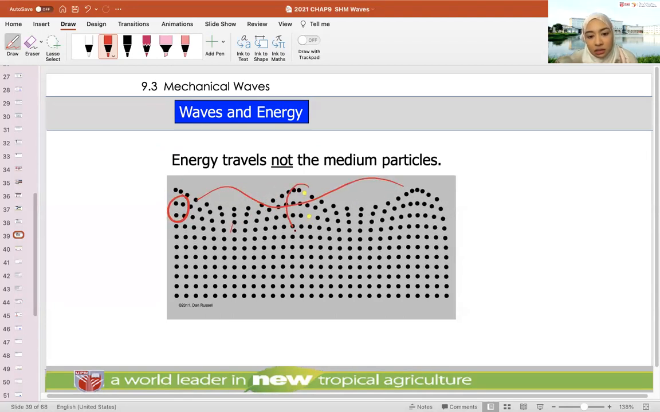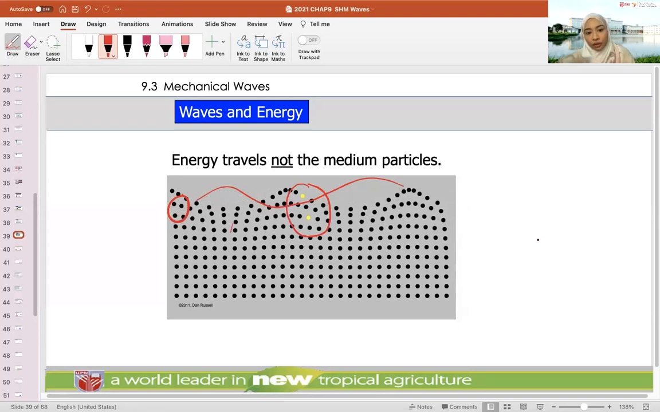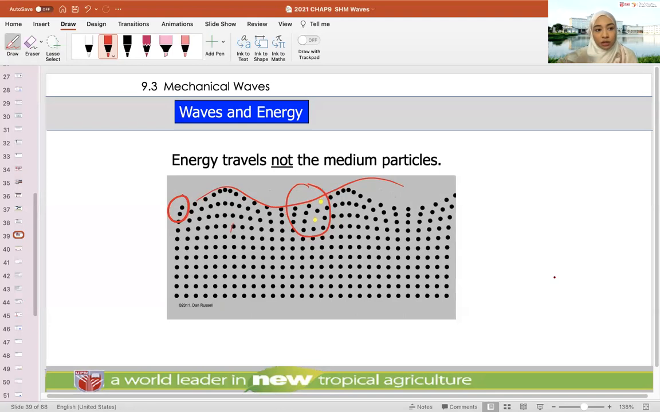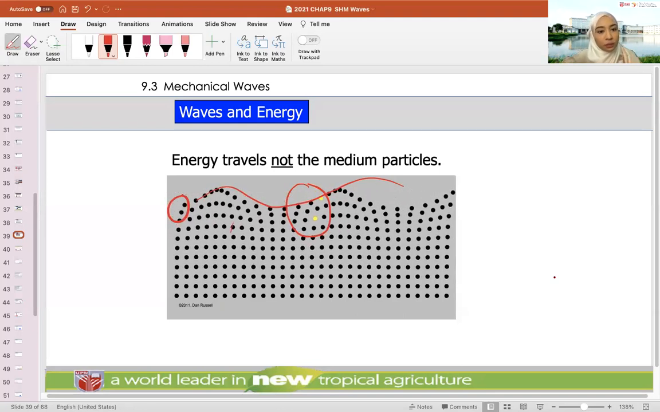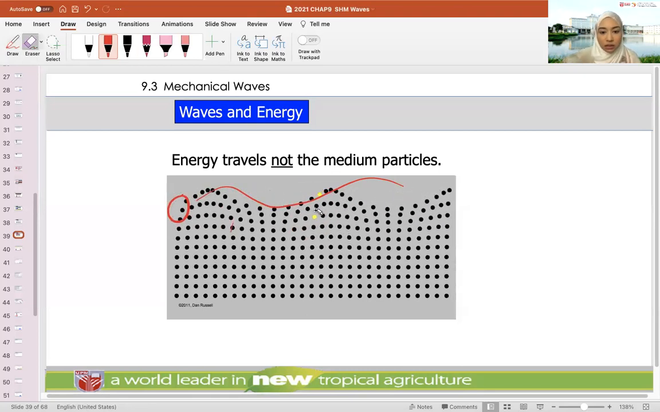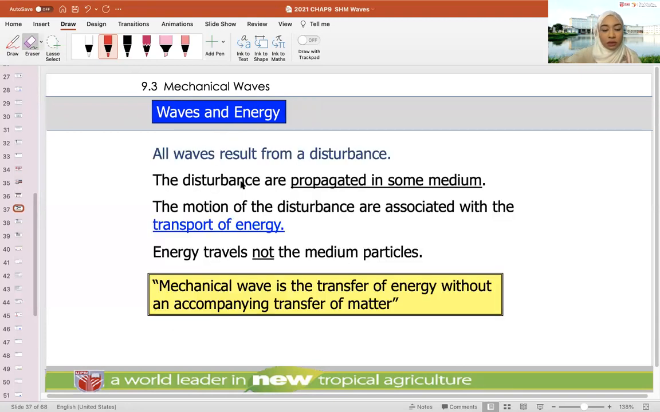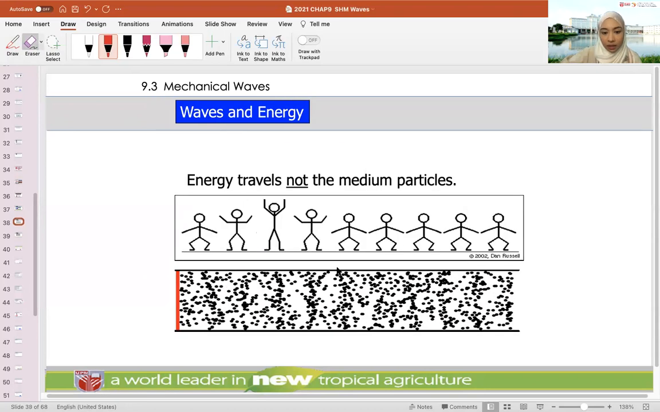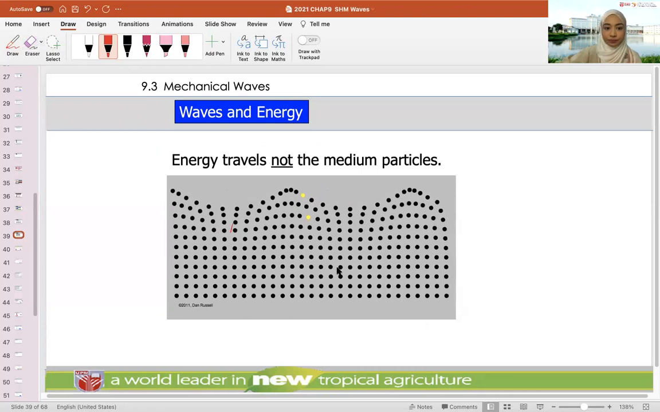And you can see that this yellow particle, even though the pulse keeps on moving, I mean the disturbance keeps on traveling to the right, you can see that the yellow particle is remaining where it is. It's just there. Okay, so this is what it means when mechanical wave is the transfer of energy without an accompanying transfer of matter. The energy transfers to the right, but the matter stays where it is.